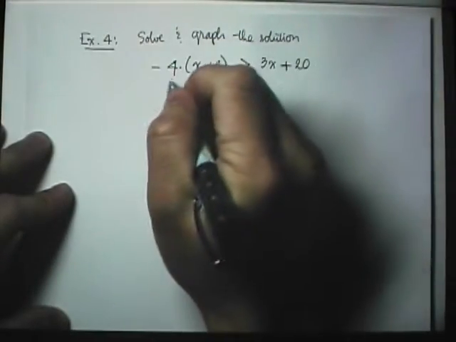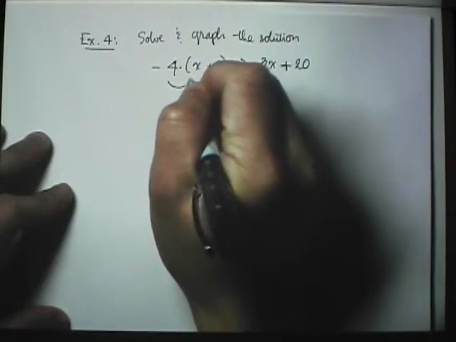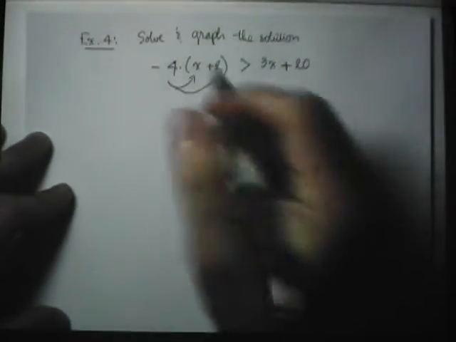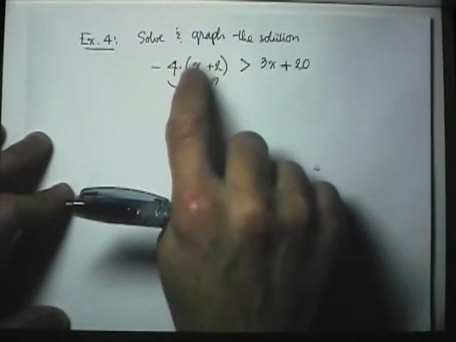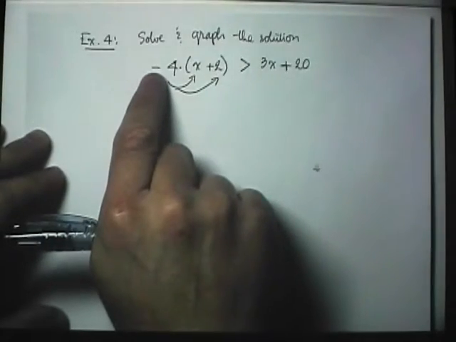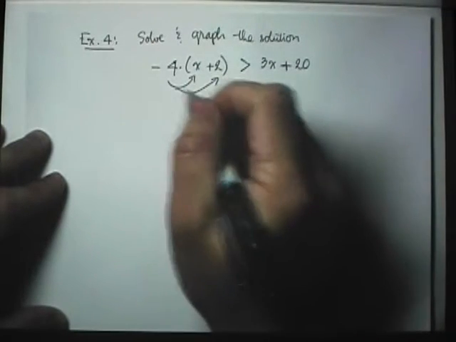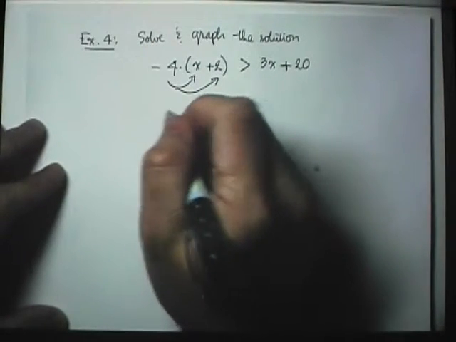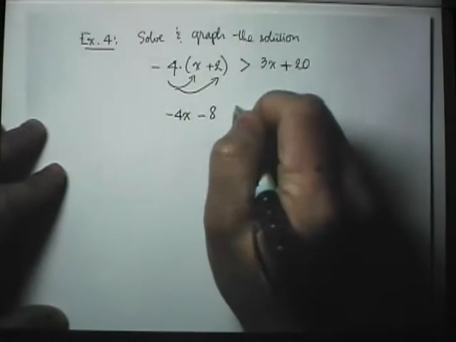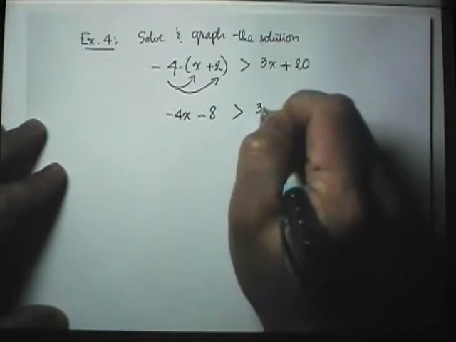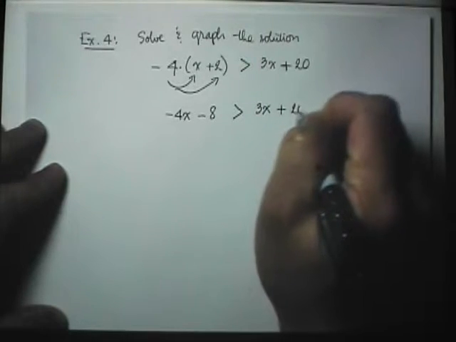So what I can see here is I need to distribute that negative 4 to each term on the left-hand side. So negative 4 times x, negative 4 times 2. Make sure you change the sign as you multiply, because here we multiply with a negative 4. So the left-hand side, after this distributive law, is going to become negative 4x minus 8. And then we want it to be greater than 3x plus 20.